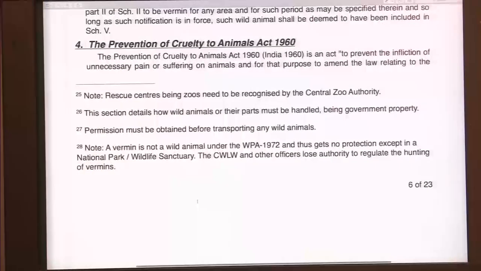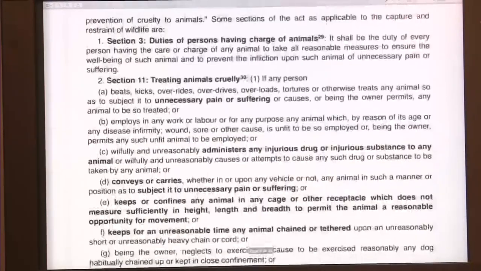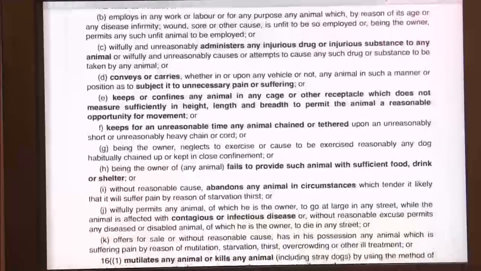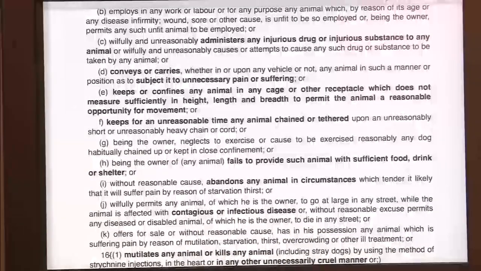The next act that we will consider is the Prevention of Cruelty to Animals Act 1960. It lists the duties of the persons in charge of the animals. So, any person who has charge of animals needs to follow these provisions. You cannot treat an animal cruelly. You cannot give it unnecessary pain or suffering. This is not only applicable to wild animals, but also to domestic animals. You cannot administer any injurious drug or injurious substance to any animal.